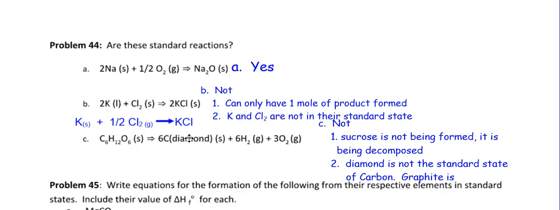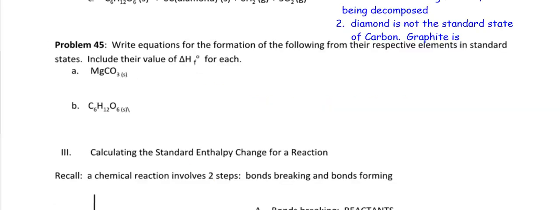Okay, let's look at problem number 45. I guess not only does your bookwork have you do some of this, but we're going to practice that right now. Write equations for the formation of each of the following from the respective elements in their standard states. Include the delta H of formation for each.